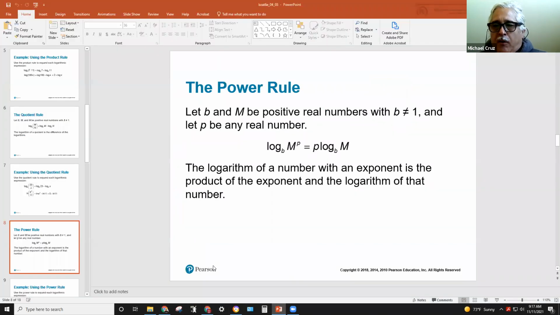All right, but the way the power rule works for the logarithm is slightly different. If we take the log of any base of m to the power of p, then we can take that power and put it back out in front and multiply it, and that's equivalent. So the power can come out in front as a multiplier. They sum it up as the logarithm of a number with an exponent is the product of the exponent and the logarithm of that number.